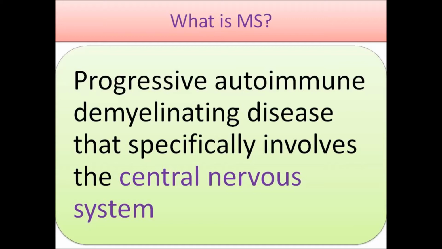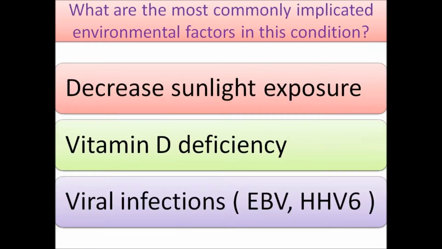This disease, as I said, is 2 to 3 times more common in women, and it has a genetic predisposition, especially mutations at the human leukocyte antigen DR2 locus. So, next question. What are the most commonly implicated environmental factors in this condition? The pathogenesis of multiple sclerosis is very complex. It involves many environmental and genetic factors.